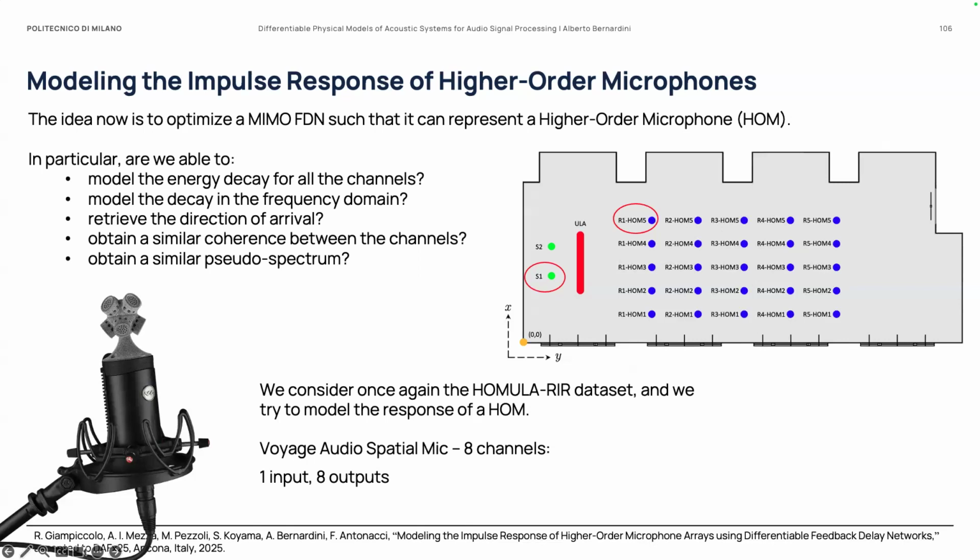So as a first question, we asked ourselves whether we are able with the feedback delay network to model a single input, multiple output scenario in which the input is this one. So the signal coming from this point, one input, and the outputs are all the channels of a higher order mic. Okay, so all the signals that you measure from these capsules here. So this is a single input, multiple output system. I will not enter into the details of that. We have a DAFx paper accepted discussing exactly this scenario.